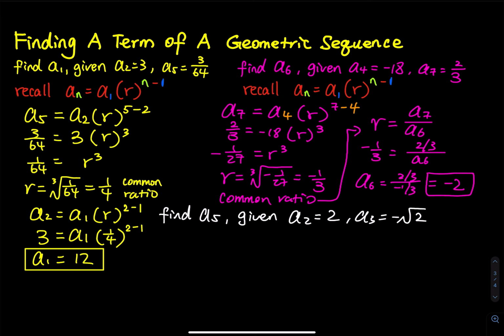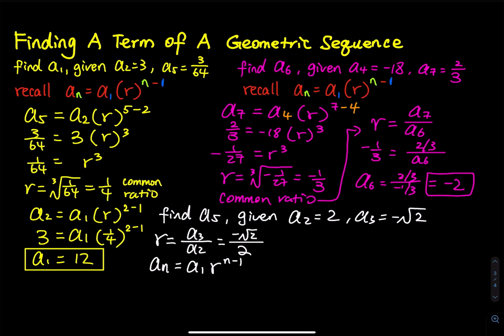For a geometric sequence, r is equal to the next term divided by the current term. So a3 is -√2, and a2 is equal to 2. So this is the common ratio, and then we recall the formula: an equals a1 times r to the n minus 1.